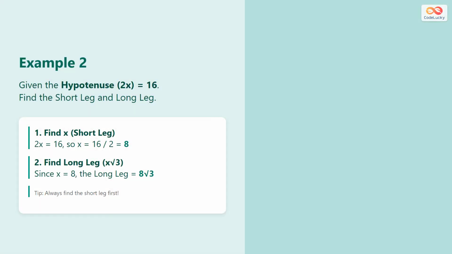Now let's look at a slightly harder case. What if you are given the hypotenuse? Here, the hypotenuse is 16. Since the hypotenuse is 2x, we divide by 2 to find the short leg, which gives us 8. Once we have the short leg, we just multiply by the square root of 3 to find the long leg, 8 root 3.